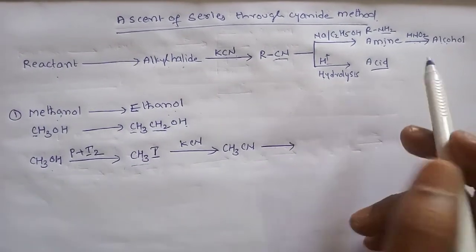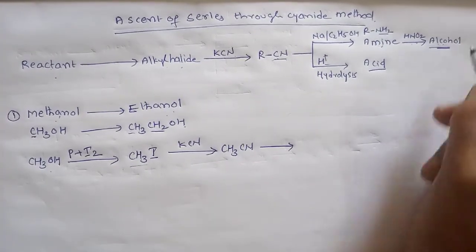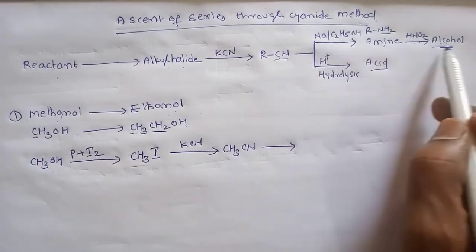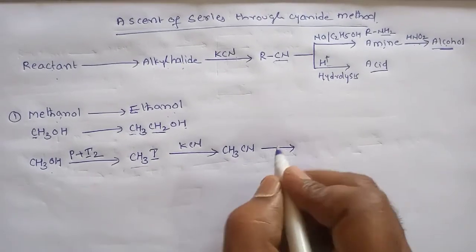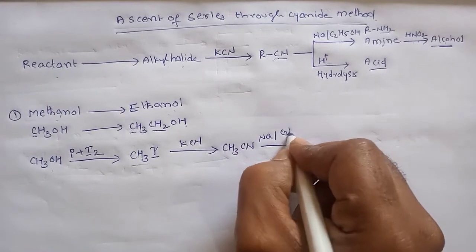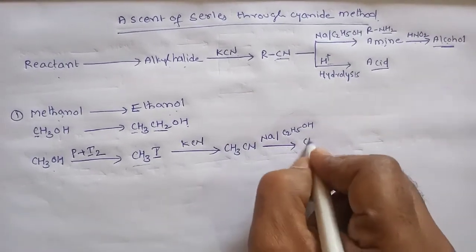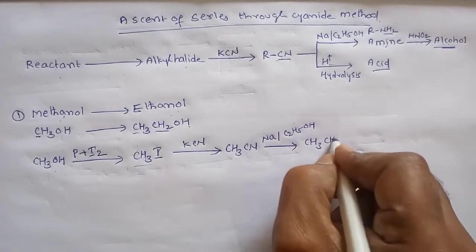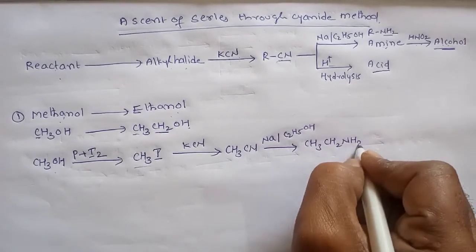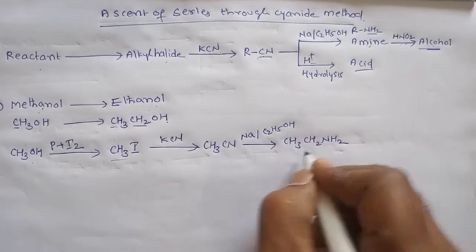Then here we need the product, so we need to convert it into alcohol. We need to convert into alcohol, which means we have to follow these steps. Then you have to treat it with sodium and ethyl alcohol, C2H5OH. Sodium and ethyl alcohol, it undergoes a reduction reaction. It gives CH3CH2NH2.